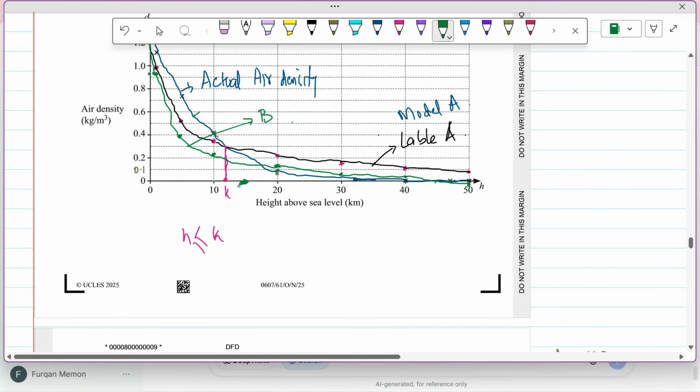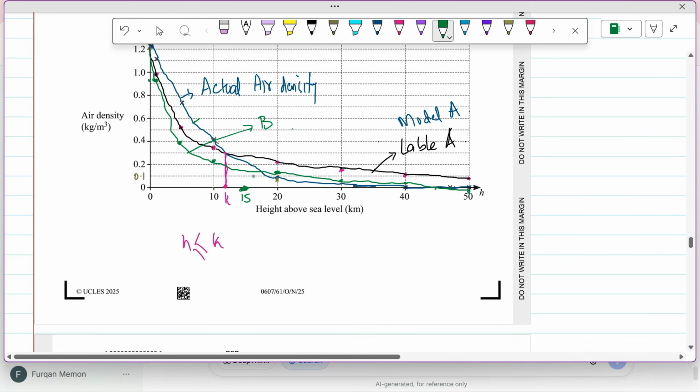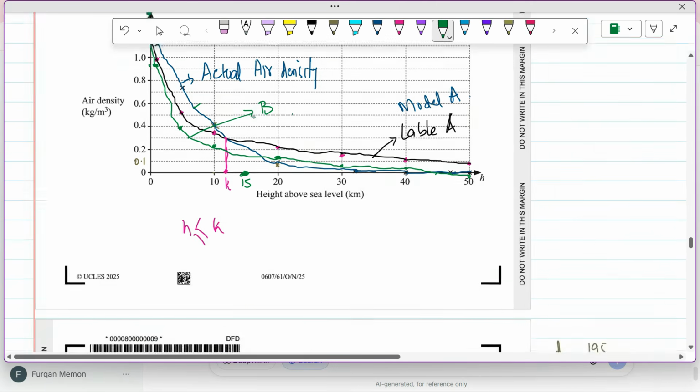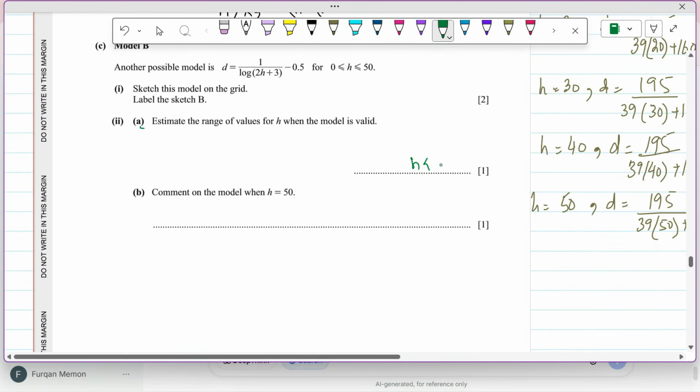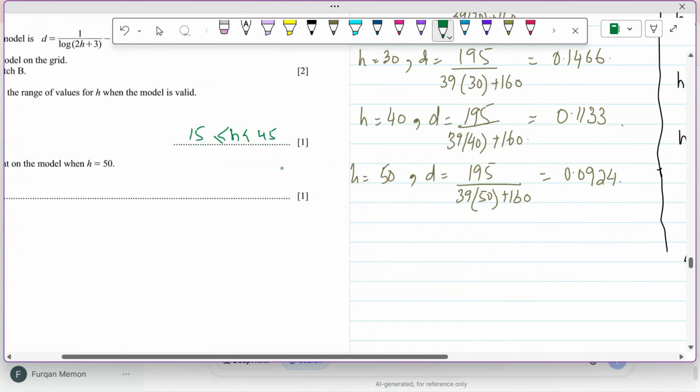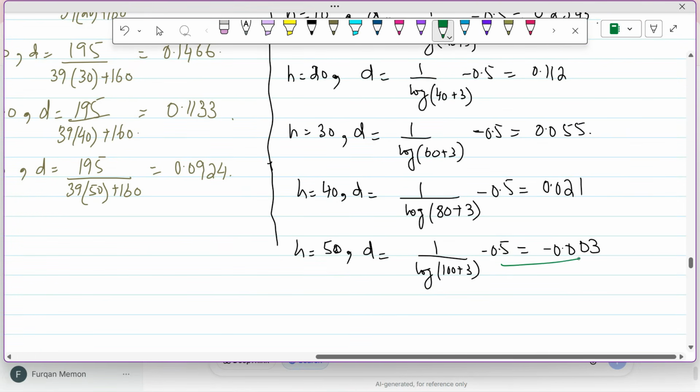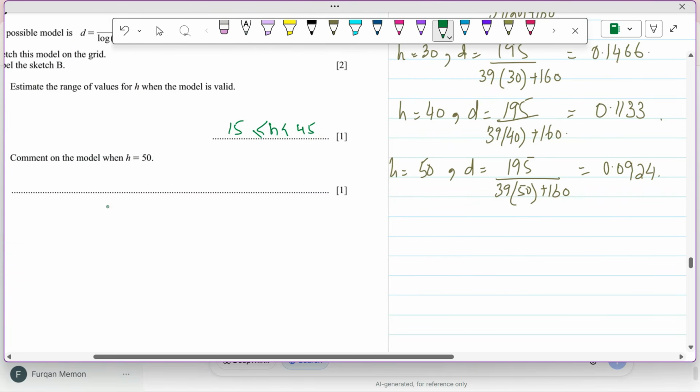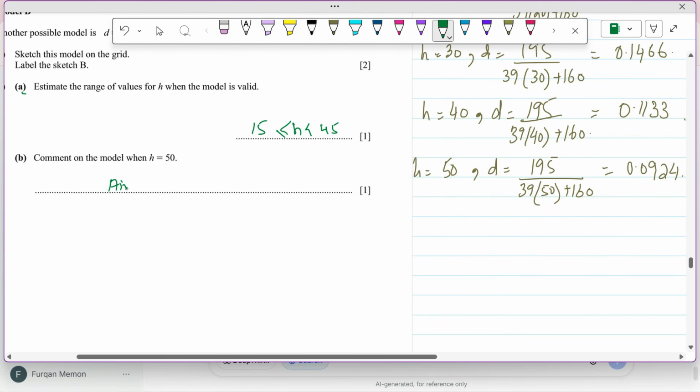And starting from 15 to 20, we can say that model B graph is valid with respect to the actual air density. So we can say that height should be less than or equal to 45 and greater than or equal to 15. Comment on the model when H is 50. We just calculated that when H is 50, the value of air density is negative. Air density is negative.